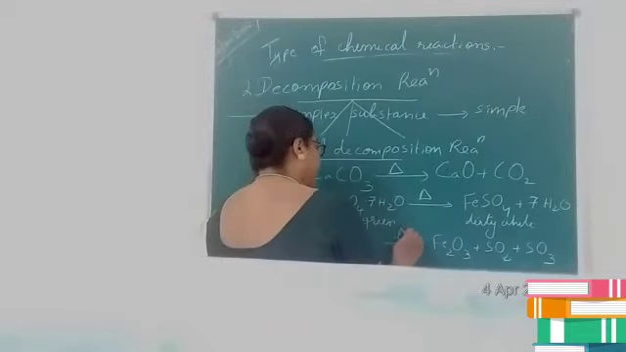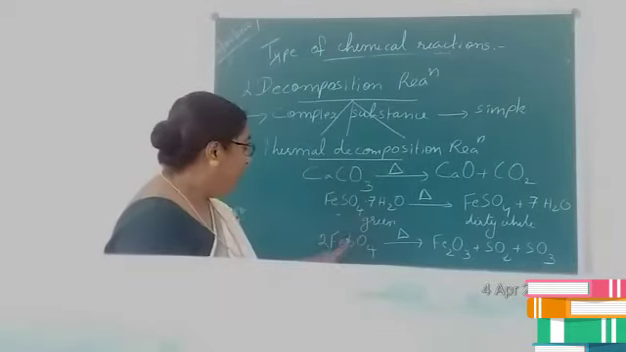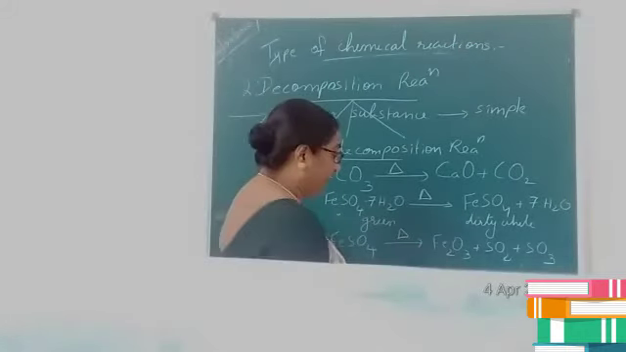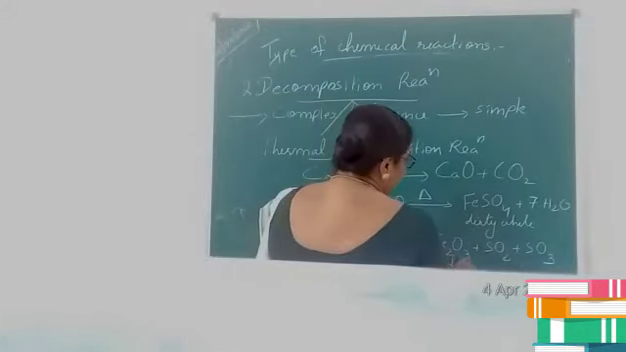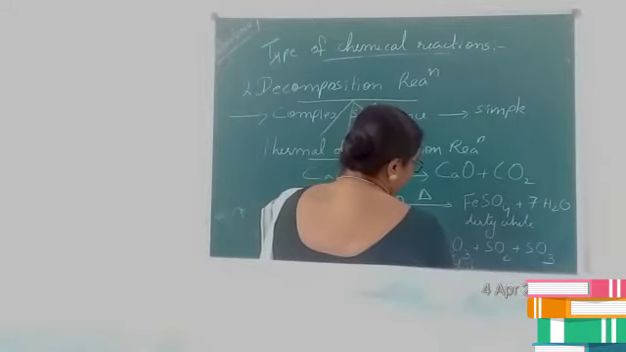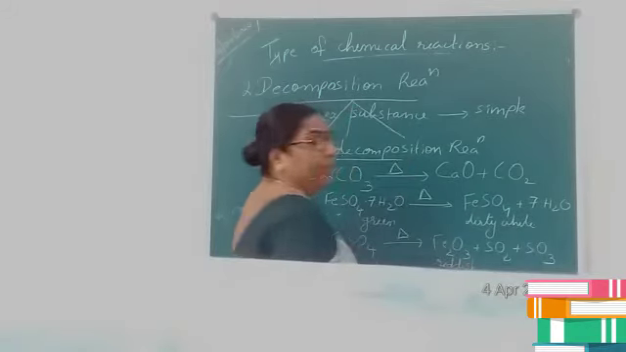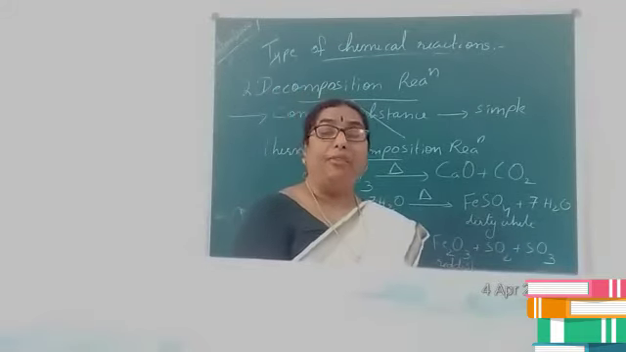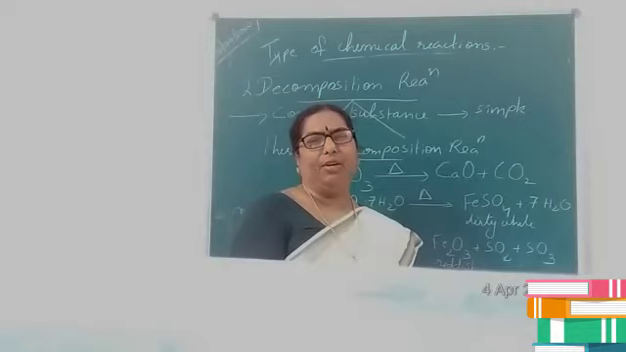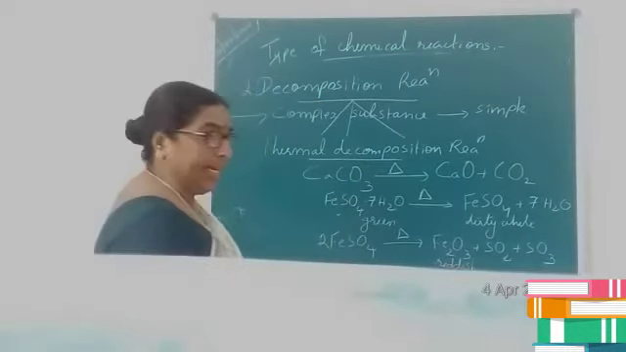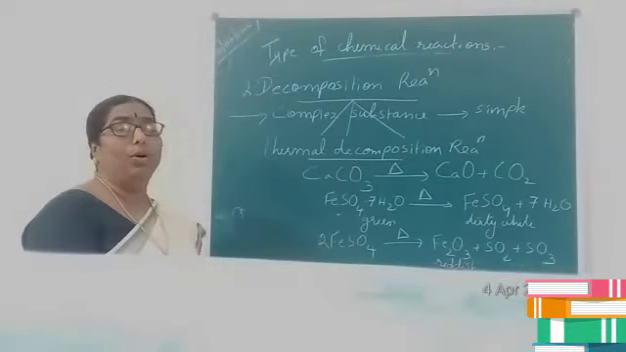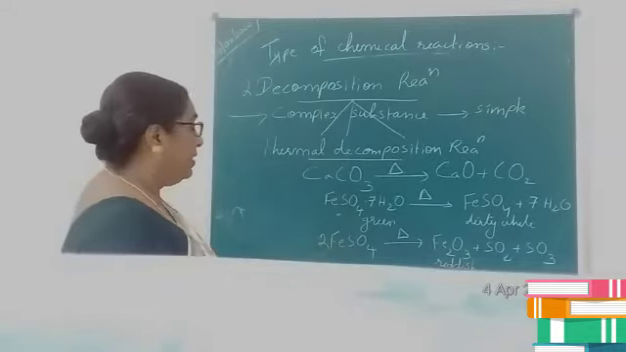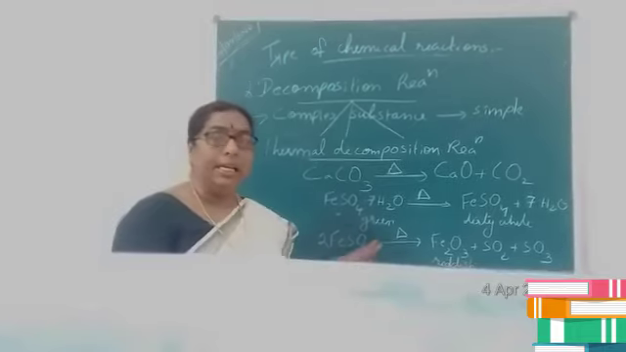Anhydrous ferrous sulfate on heating decomposes to form ferric oxide. The ferric oxide possesses a reddish brown color and you will get two colorless gases, that is sulfur dioxide and sulfur trioxide, which have a very offensive smell. Is it clear, children? So this is another example of decomposition reaction which takes place in presence of heat, which is termed as thermal decomposition reaction.